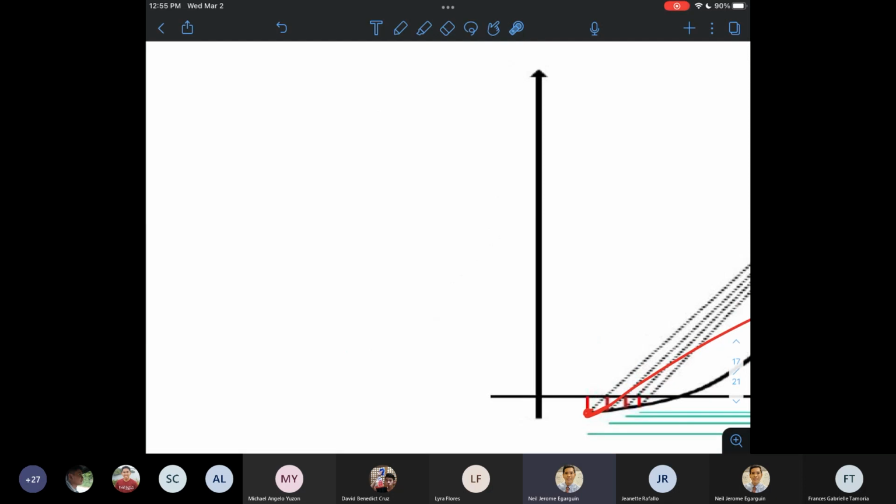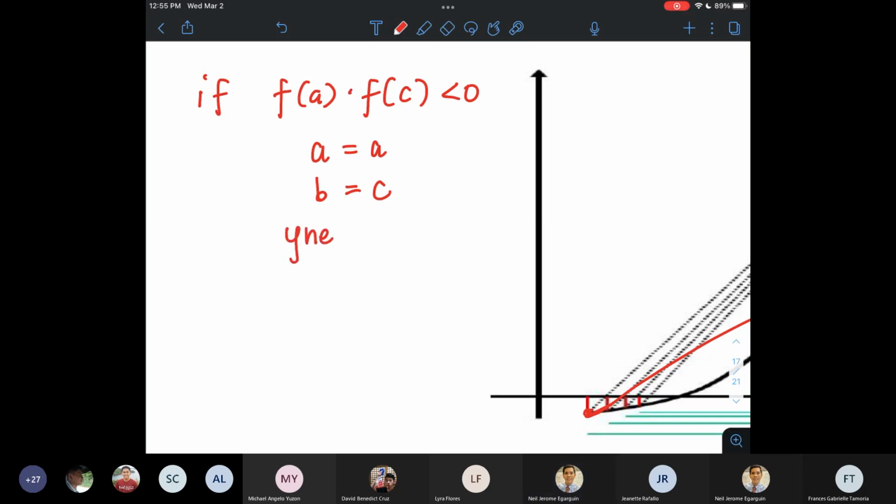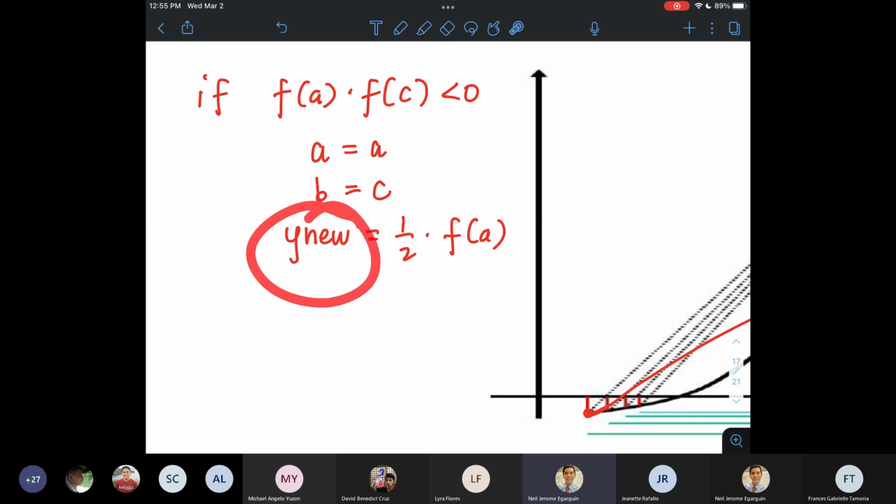Right. Pero ano lang naman yun, pwede nyo siyang dayain dun sa if statement nyo. Meron kang if, di ba? Tapos, check nyo kung si f of a times f of c ay less than 0. If this is the case, then si a ay mariretain. So si a ay i-retain nyo to be a. Tapos si b, gagawin nyo siyang c. Alright? Tapos, kukomputin mo dapat yung function value niya. So dito pa lang, pwede mo nang sabihin na sabihin nating y new, gawin nyo ng 1/2 ng f of a. Tapos yung y new, ito yung gagamitin nyo pag-compute ng c. Alright? Kasi gusto mo 1/2 ng function value nung na-retain na endpoint, yung gagamitin mo pagko-compute ng panibagong c.